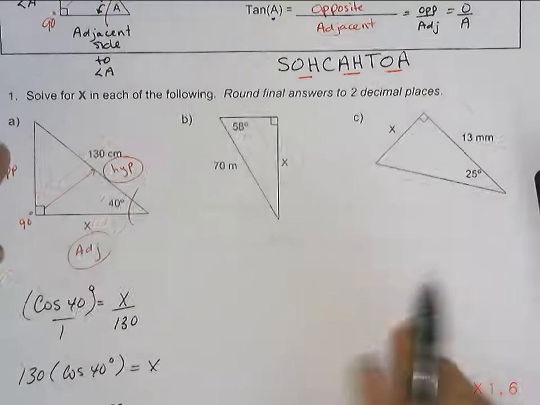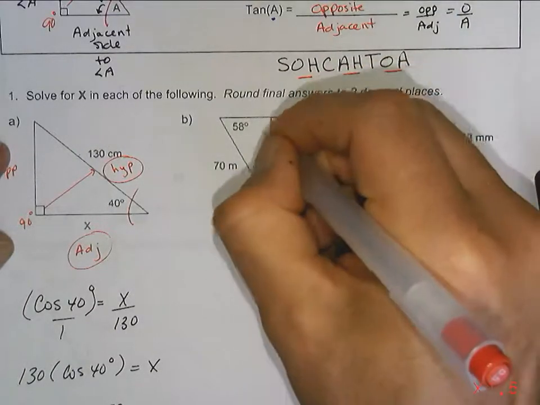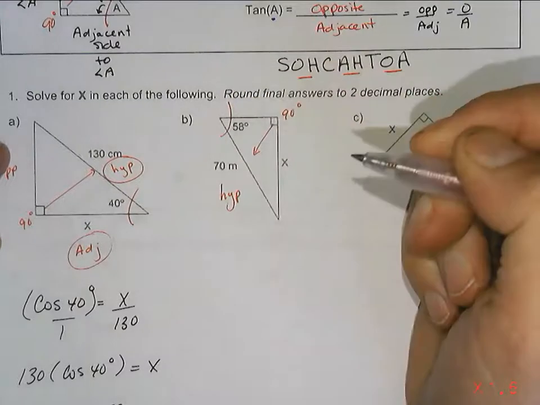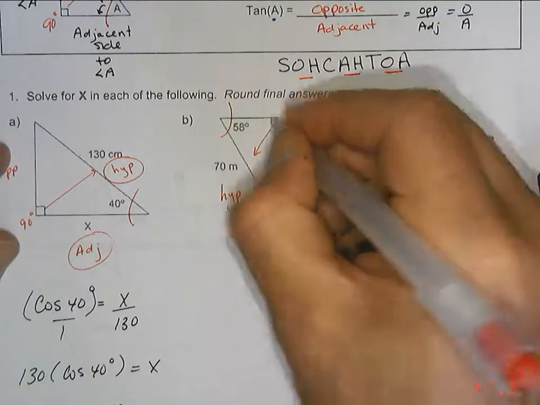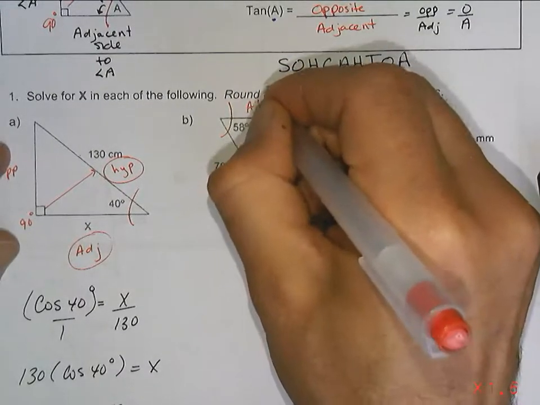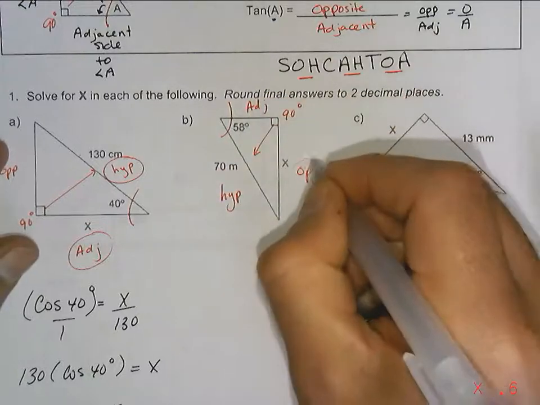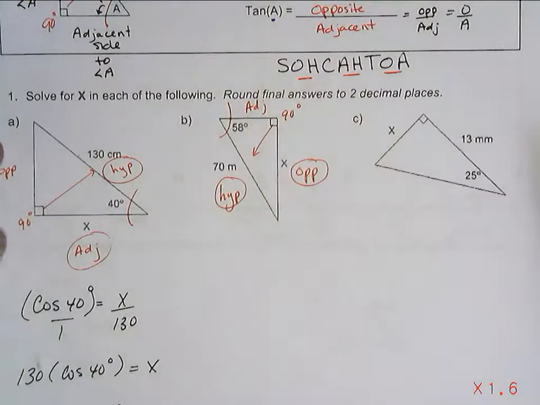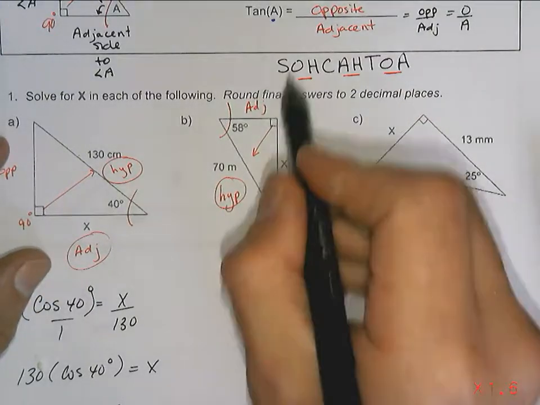Let's look at B. So again, same setup. Find your 90 degrees. Find your hypotenuse. Determine the angle that you're working with. This will be opposite to that angle. This will be adjacent because it's beside the angle and it's not the hypotenuse. Which ones do we know? We know opposite and hypotenuse. So this is where you got to know a little bit of math. Which trig ratio uses opposite and hypotenuse?